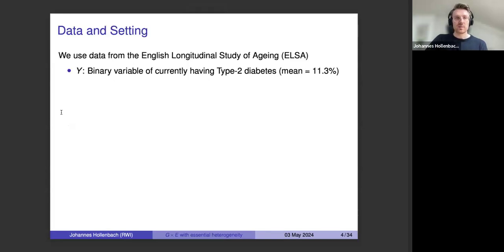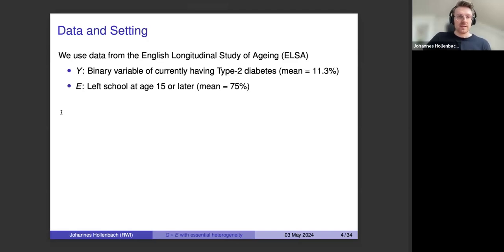Let me start very basically with our basic setting. At the moment, we're using data from ELSA, the English Longitudinal Study of Aging. Our outcome is a binary variable for currently having type 2 diabetes. In our sample, about 11.3% of individuals have that. That's quite a lot actually, but you have to remember that it's a study of aging, so most people are quite old, certainly a lot older than you would find in the overall population.